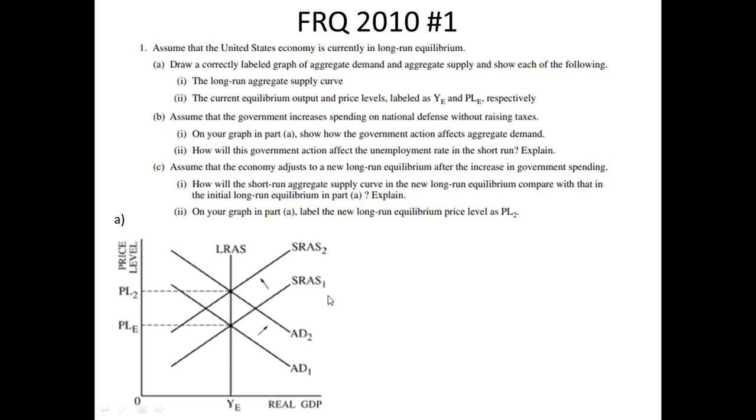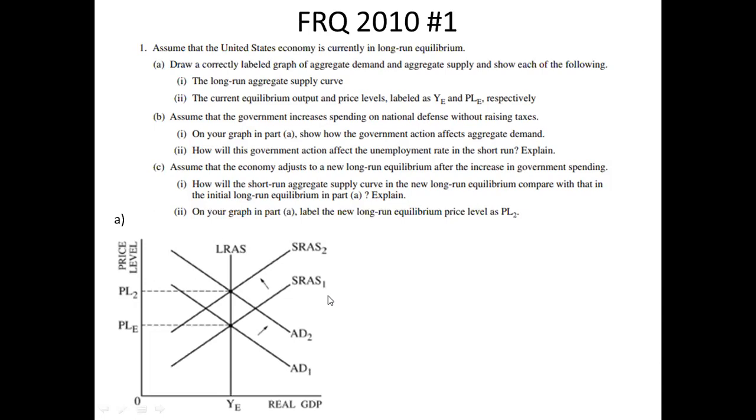All right, the next part. Assume that the government increases spending on national defense without raising taxes. So they're spending money. They're not raising taxes to take money out of the economy to spend. They're just spending more money. So on your graph in part A, show how the government action affects aggregate demand. Government spending, one of the 4 shifters of aggregate demand. Our aggregate demand is going to shift to the right. It's going to increase. So we get AD2. It didn't ask you to label a new equilibrium, so you don't have to. It just specifically asks, show the government action.